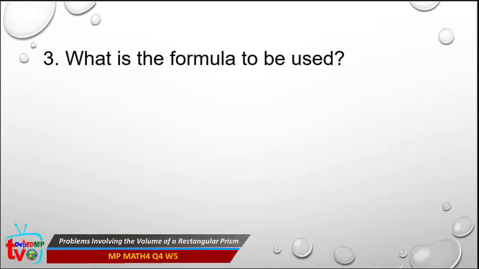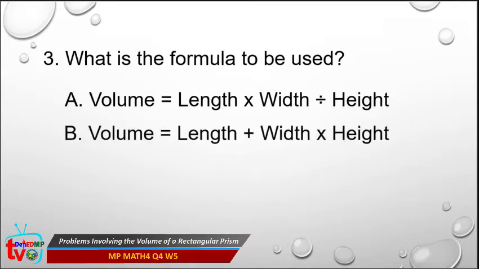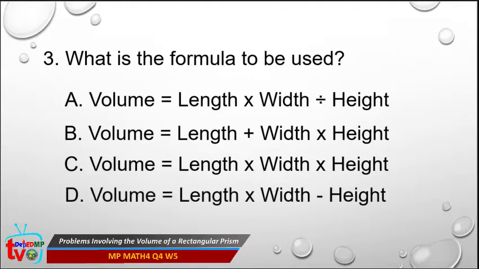Number 3. What is the formula to be used? A. Volume is equal to length times width divided by height. B. Volume is equal to length plus width times height. C. Volume is equal to length times width times height. Or D. Volume is equal to length times width minus height.